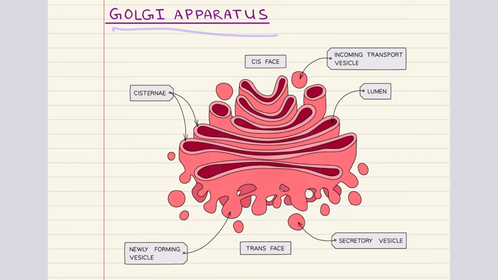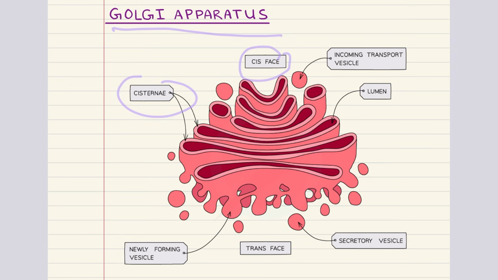The Golgi apparatus is a critical component of the cell's transport and modification system. Structurally, the Golgi apparatus consists of a series of flattened, membrane-bound sacs called cisternae. These sacs are stacked together, and each one has a distinct role in processing cellular products. The Golgi also has a defined polarity.